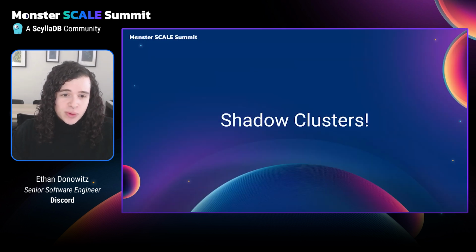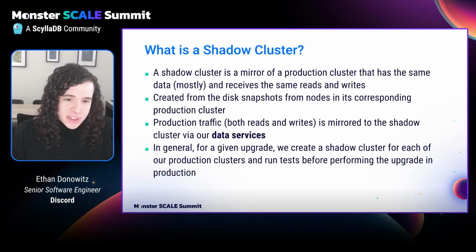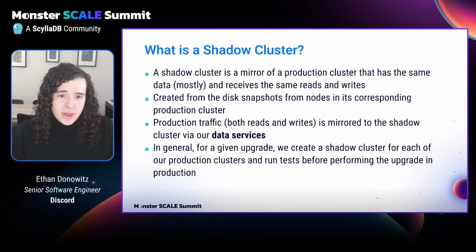So at Discord, we use what we call shadow clusters. So what is a shadow cluster? A shadow cluster is a mirror of a production cluster that has mostly the same data and receives all the same reads and writes. It's created from disk snapshots from production nodes in its corresponding production cluster. Production traffic, both reads and writes, is mirrored to the shadow cluster via what we call data services, which I'll talk about in a little bit. And in general, for a given upgrade, we create a shadow cluster for each of our production clusters and run various tests, which I'll talk about, before performing the upgrade in production for real.